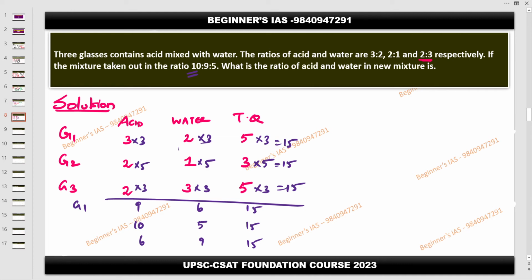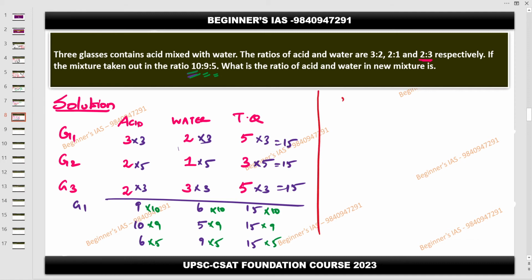10 here, first one 10, second one is 9, third one is 5. So then what you have to do? Here multiply with the 10, here 9, here 5. Do you understand now? Yes sir. That's all, multiply, it will come easily.